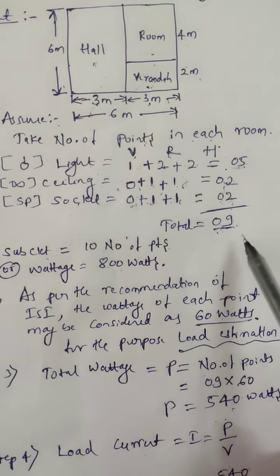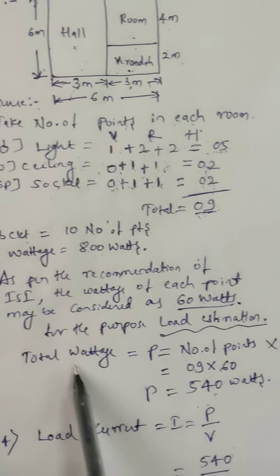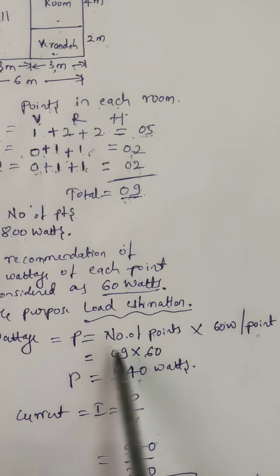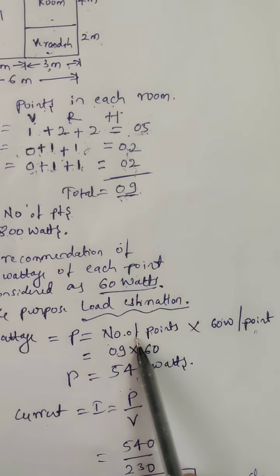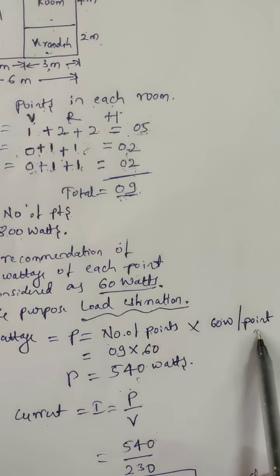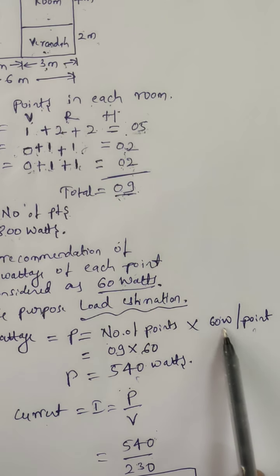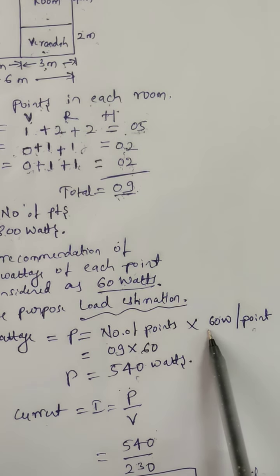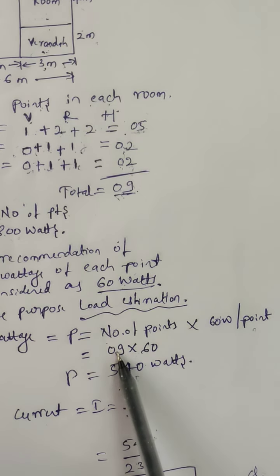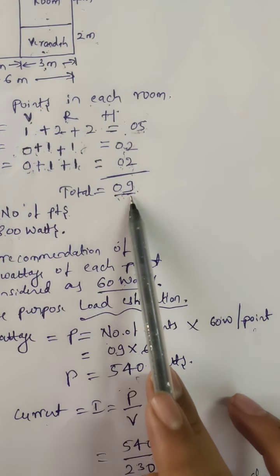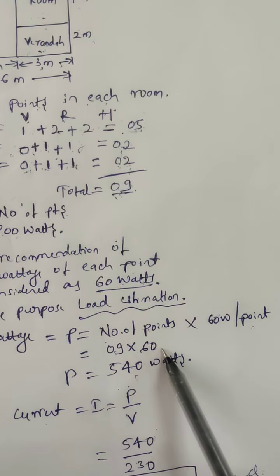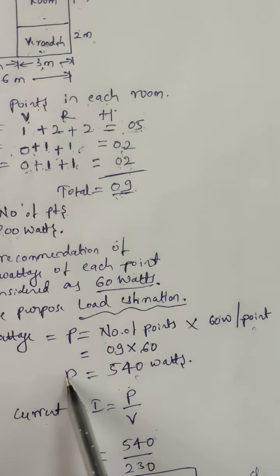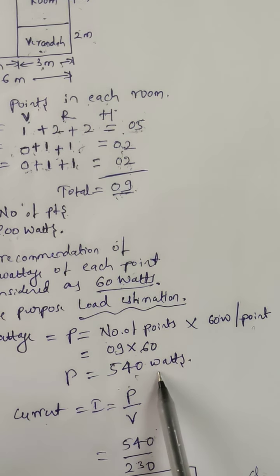So the total number of points is 9. We can easily calculate step number 3, that is the total wattage. The total wattage formula is P equals the number of points times 60 watts per point. Why have I taken 60 watts? Because I have taken it common for all the points. A point may be a light, fan or socket. The total number of points is 9, so 9 into 60, this is an assumption, we get 540 watts. So the total P we got is 540 watts.